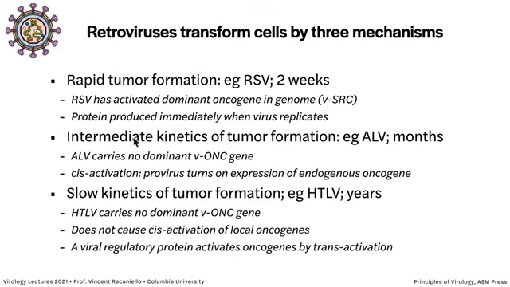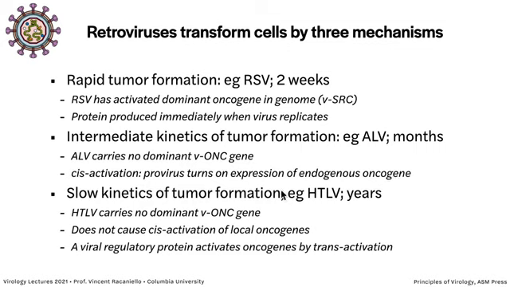That's one mechanism. Then we have tumor formation with intermediate kinetics, like months. And that's ALV, the parent of our Rous sarcoma virus, avian leukosis virus. It takes months for the chickens to develop a leukemia. These viruses don't have an oncogene, right? I showed you a picture of their genome earlier. Gag, Pol, envelope, no oncogene. How do they transform cells? By a mechanism we call cis activation. The provirus, the integrated genome, turns on the expression of a nearby oncogene. So the virus doesn't have to pick it up. It can just integrate and turn it on.